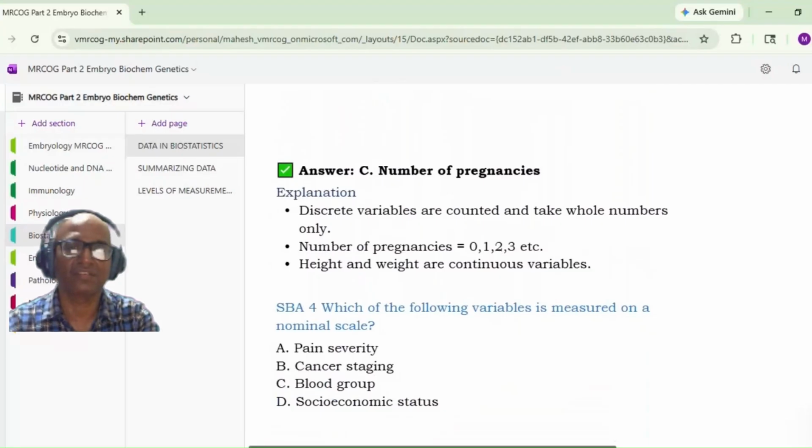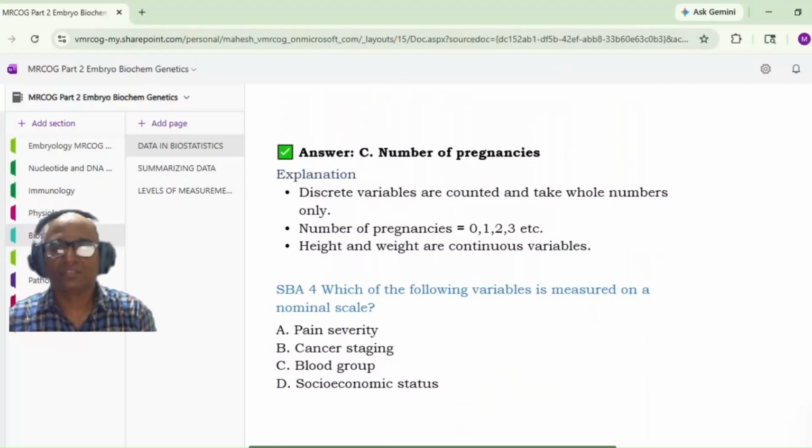Next. Question number four: which of the following variables is measured on the nominal scale? A, pain sensitivity; B, cancer staging; C, blood group; and D, socioeconomic status. Nominal. Sir, it is blood group. Answer is C. Correct. Because in the rest of the cases there is an order, a ranking.